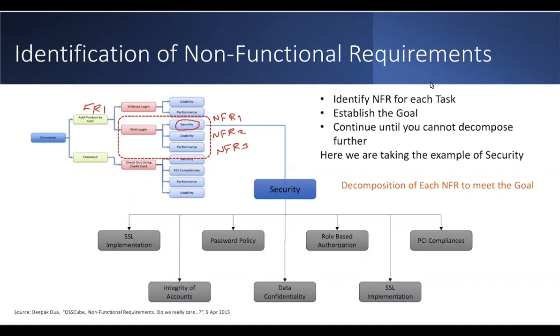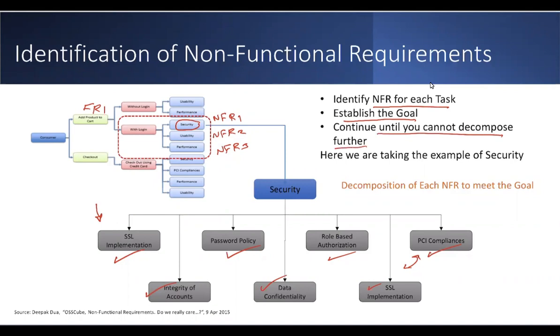You're going to even break it down to all the non-functional requirements related to security, including the SSL implementation, the password policy, the role-based authorization, the PCI protocol compliance, the integrity of the account, and even the data confidentiality, and how the SSL implementation is done, maybe before or after PCI. So you can see here, related to following the PCI, or even individually at the beginning. So we identify the non-functional requirement for each task to establish a certain goal or objective at the end. And then you continue until you cannot decompose further.